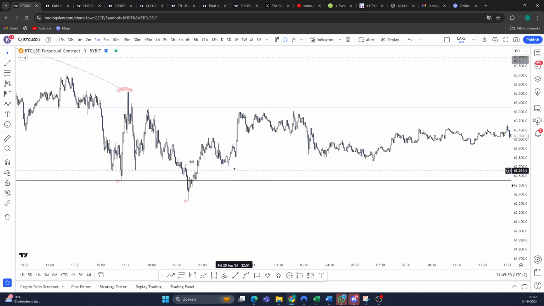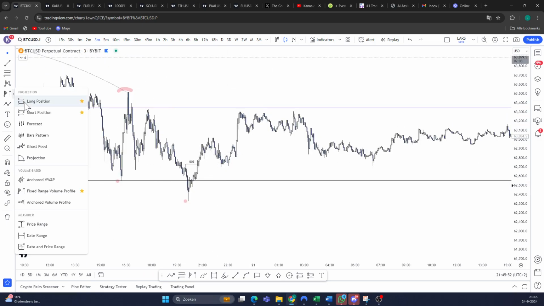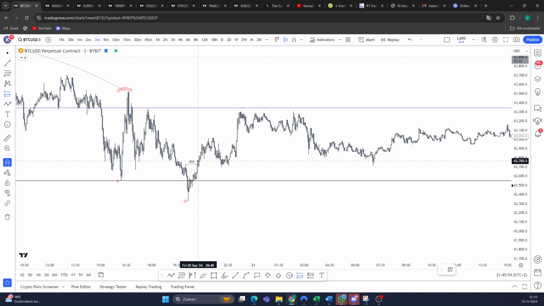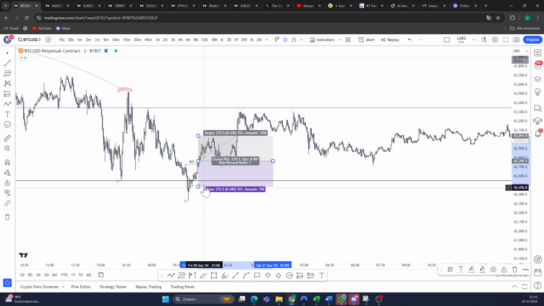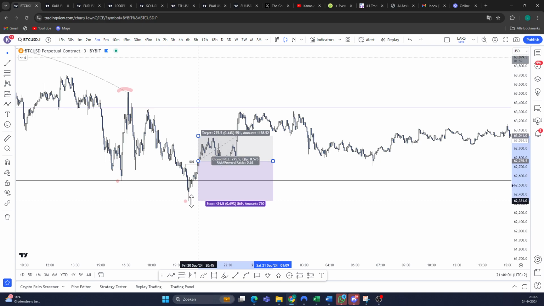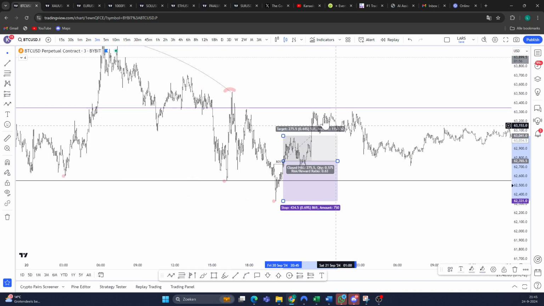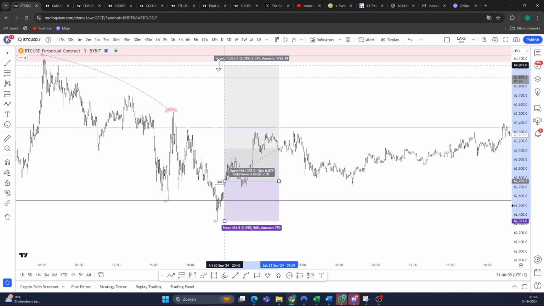Now, the timing is definitely off. That's why I would not trade this. Maybe I would trade it and close it before Saturday opens, just to see if we could get that squeeze on the Friday closing session. But this would be the trade.